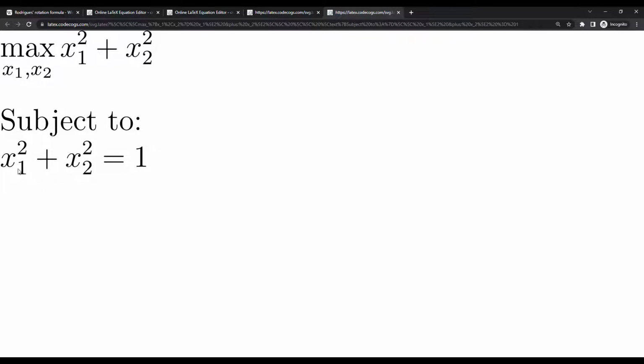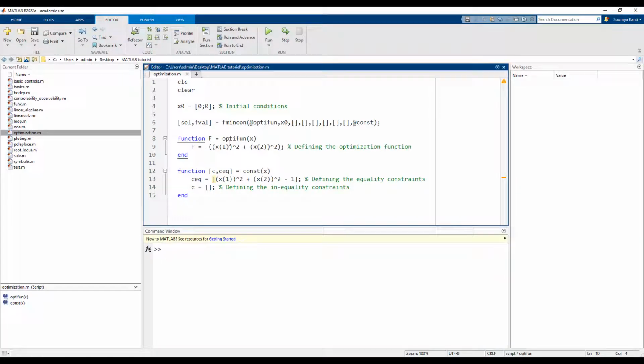This constraint need not be of the same form as the optimization function, but here we are choosing it this way. So what we are trying to do is, in a circle of radius 1, find the x and y coordinates such that x square plus y square is maximum. This is the actual problem statement. Here we need to define an optimization function. It is x1 square plus x2 square, but with a minus, because we are converting it to a minimization problem.